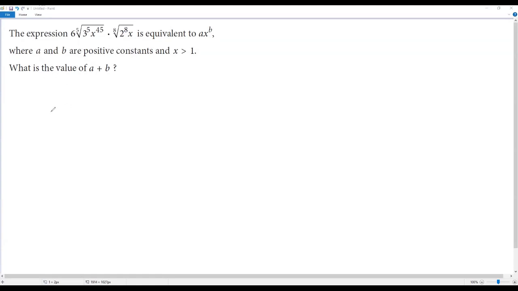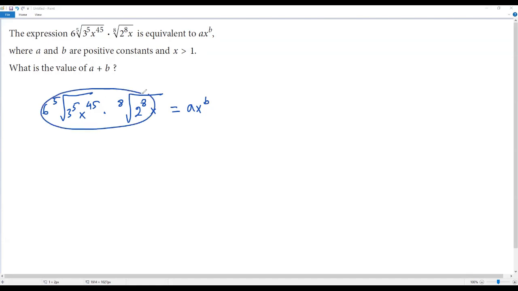Okay, now let me take the given information. That is, this expression is equivalent to this one. Let me write the first expression: 6 times the 5th root of (3 to the power of 5 times x to the power of 45) times the 8th root of (2 to the power of 8 times x) is equal to a times x to the power of b according to the question. Now let's simplify this expression and write it in this form so that we can compare the left side and right side, and we'll be able to get the values of a and b. Once we get a and b, we can get the value of a plus b.